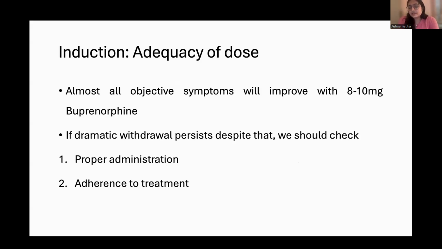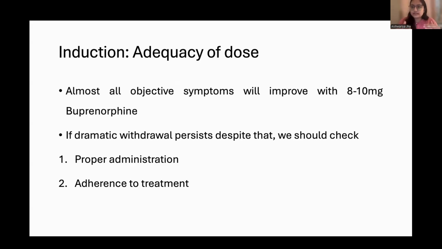How do we then decide what is the adequate dose? So, when we're trying to give buprenorphine to someone, we probably have three milestones in mind. The first milestone is to abate the withdrawal symptoms. The second milestone is to help with craving. And the third milestone is to achieve blocking effect. So, almost all objective symptoms of withdrawal will improve with 8 to 10 milligrams of buprenorphine, is what some of the research says. And again, this dose is actually for heroin. So I'm not talking about pharmaceutical opioids, which might be much weaker agonists, right?